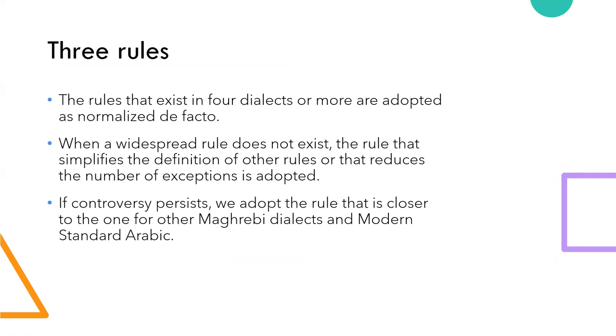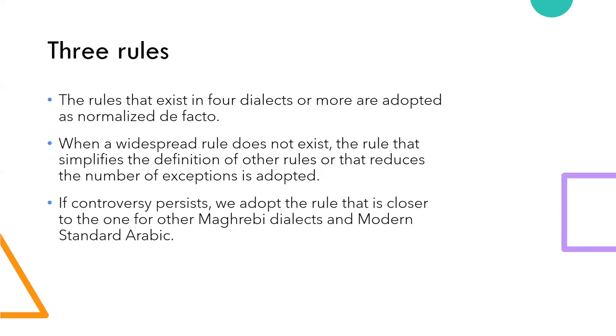To actually get a normalized phonology, we use three rules. The first one is that the rules should exist in four dialects or more, so that they can be actually adopted de facto. If a widespread rule, that means a rule that exists in four dialects or more, does not exist, the rule that simplifies the definitions of other rules or reduces the number of exceptions is adopted.